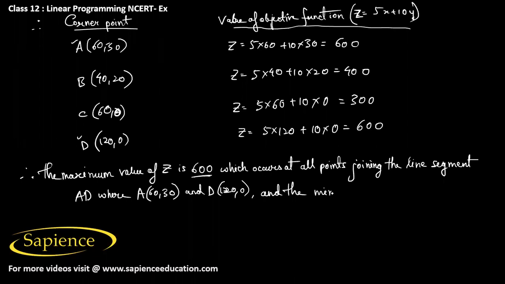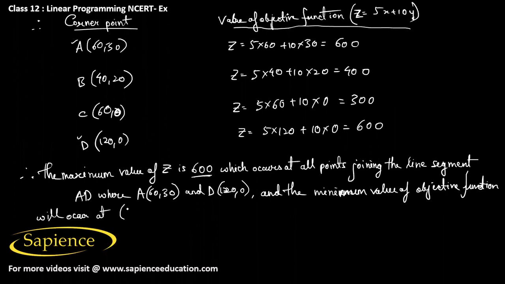And the minimum value of z, the minimum value of the objective function, will occur at 60, 0, at the point C. And the minimum value of the objective function is 300, which occurs at the point C, which is 60, 0. So this is the final answer. Thank you.